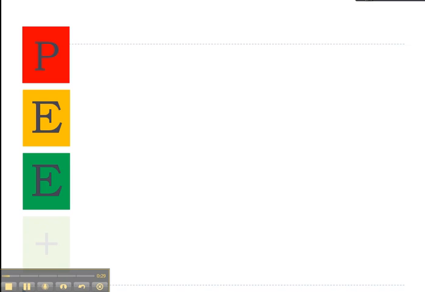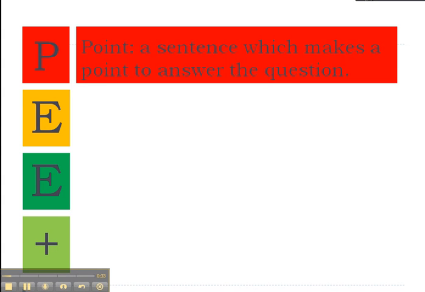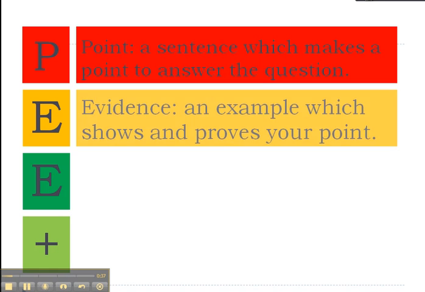Right, so to remind you of what that means, PEE plus stands for point, which is a sentence that makes a point in answer to the question. Evidence, which is an example from the text. Usually it would be a quotation when you're writing about literature. So a sentence or a phrase from the writing which shows your point.